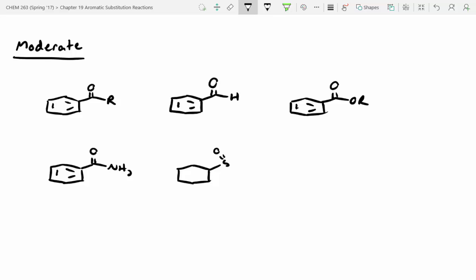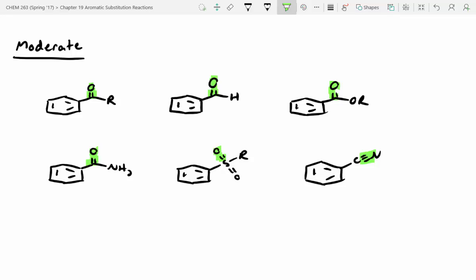We also have things like sulfonic acids, or really any sulfonyl groups. These are going to be considered moderate deactivators. And then anytime you have a nitrile group coming off of your ring, this is considered to be a moderate deactivator too. But the key feature is all of these have this pi bond in this sort of position, right? That's the way I always identify my moderate deactivators.